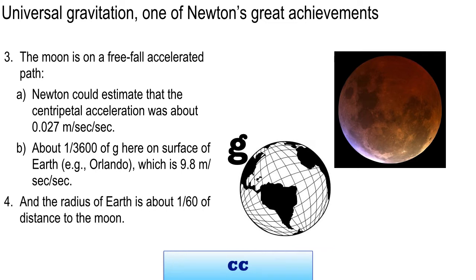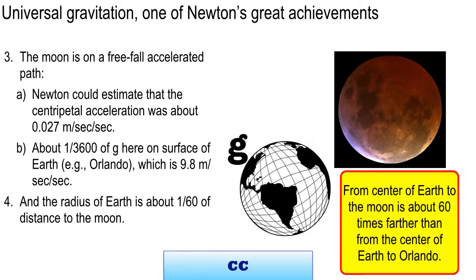And the thing is, he knew that the radius of Earth was 1/60th of the distance to the moon. So center to center, from the center of the Earth to, for instance, Orlando, or in this diagram, from the center of the Earth to Cape Town, Africa, that distance is 1/60th of the distance from the center of Earth to the moon. Now, he knew that as well.